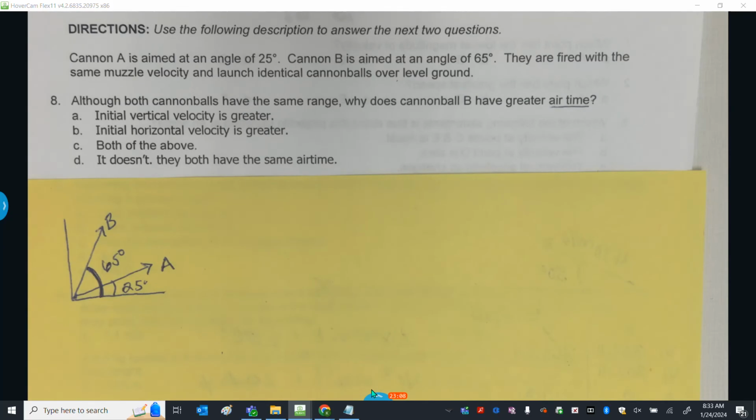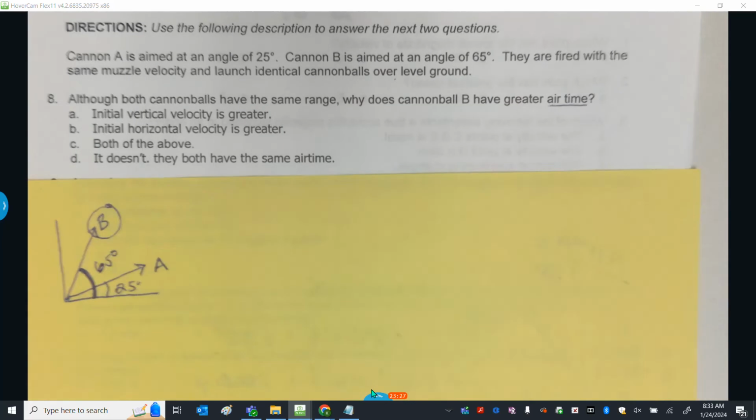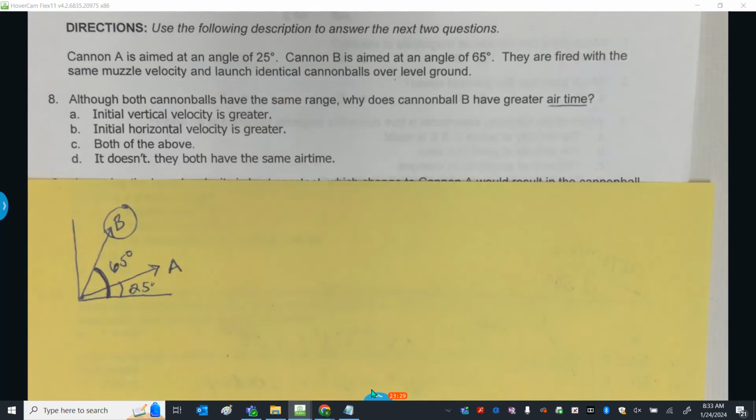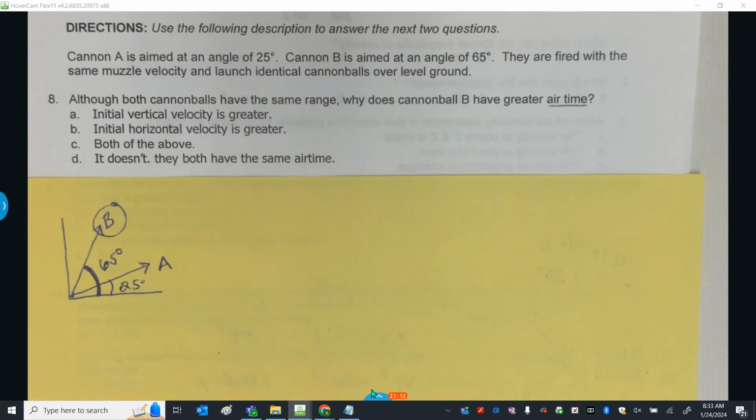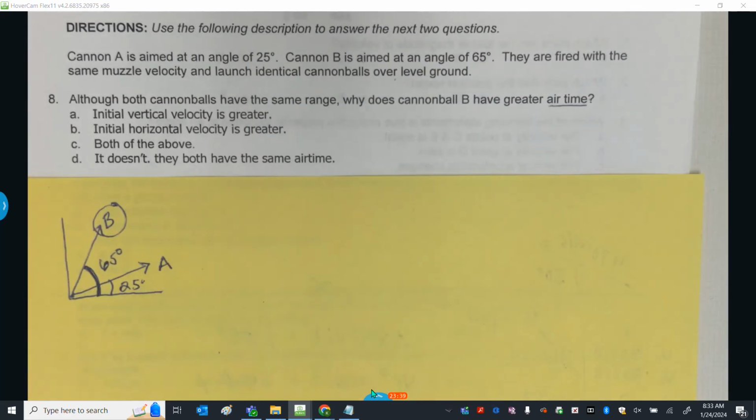Okay, but it wants to know which would have greater air time. And if you look at these, you're going to have more air time if the cannonball reaches a greater height, because it's going to take it longer to get up there and then longer to fall back down. And obviously you're going to get a greater height with something that is more vertical. Cannon B is launching this cannonball more vertically, and so this one's going to go pretty high before it comes back down. This one's not going to go very high. It's not going to be off the ground for as long, and therefore it's going to have less air time.